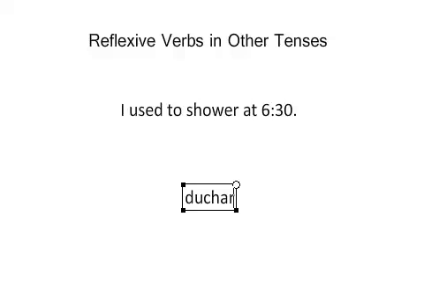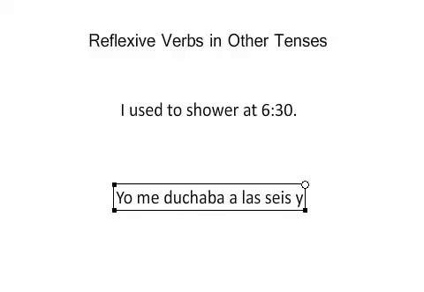So let's go ahead and ignore our se for a minute, and let's pretend we just have duchar. Then we would cut off the AR and we would add our new ending, duchaba. That's the imperfect form that agrees with yo. And then our last step, of course, is to add the appropriate reflexive pronoun. Since the subject is yo, we need me. Yo me duchaba a las 6:30.